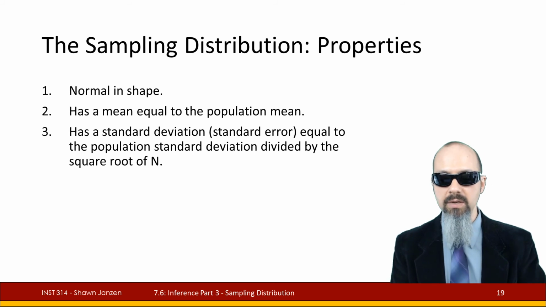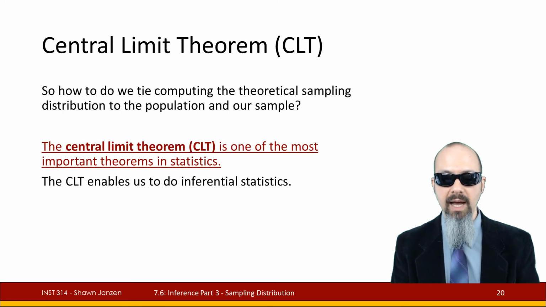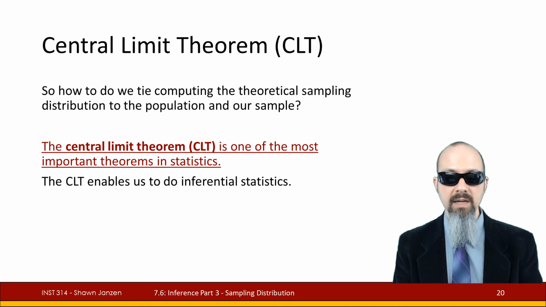Which brings us to the central limit theorem. And that's going to help us tie the sampling distribution to the population and the sample. CLT, or the central limit theorem, is one of our most important theorems. And I'm going to talk about that in the next video.